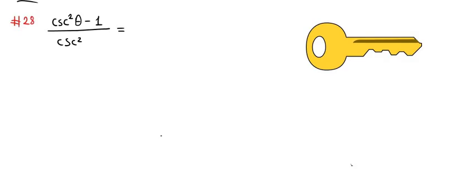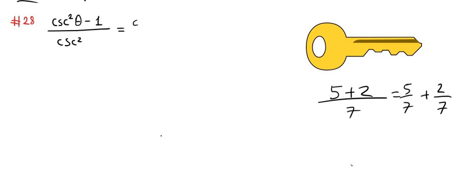Or you can separate the fractions. You have two terms in the numerator and one denominator, which is a common denominator. Let's go that path because cosecant squared and cosecant squared cancel each other. So I'm separating the fractions here. If you have 5 plus 2 over 7, you can rewrite it as 5 over 7 plus 2 over 7. So it's going to be cosecant squared theta over cosecant squared theta minus 1 over cosecant squared theta.